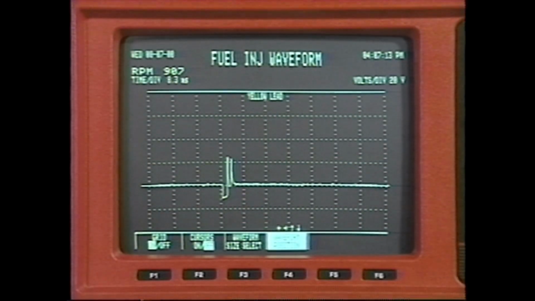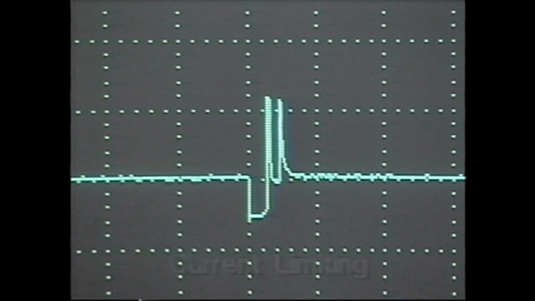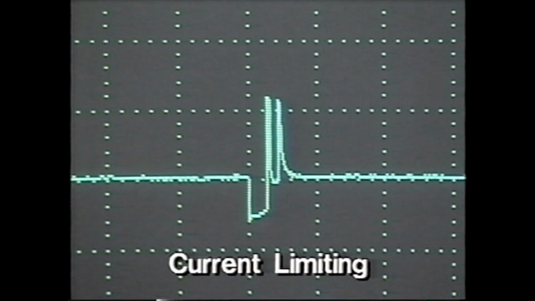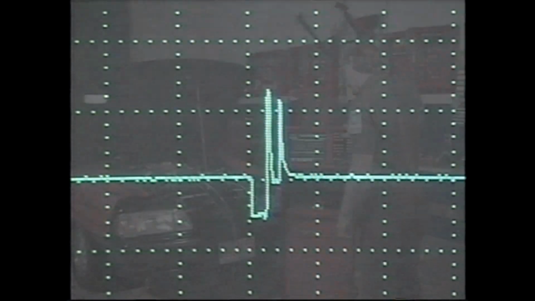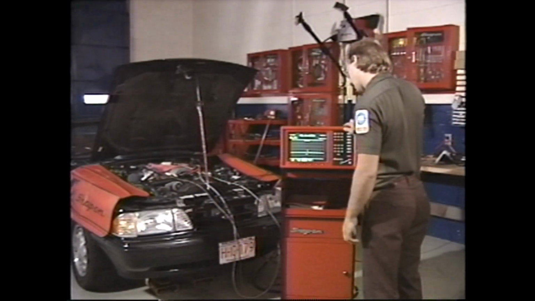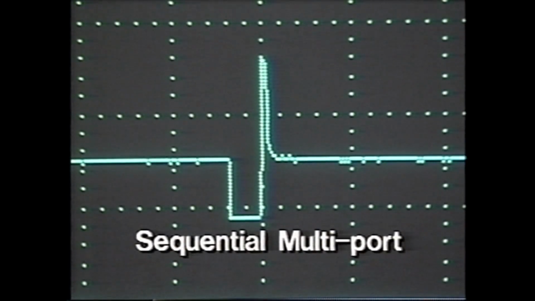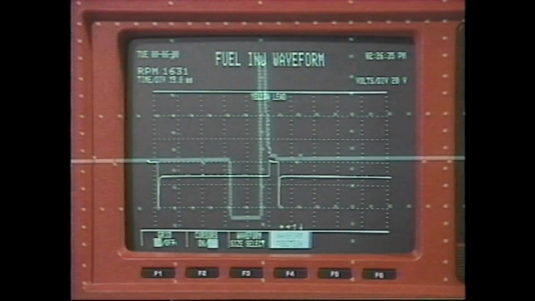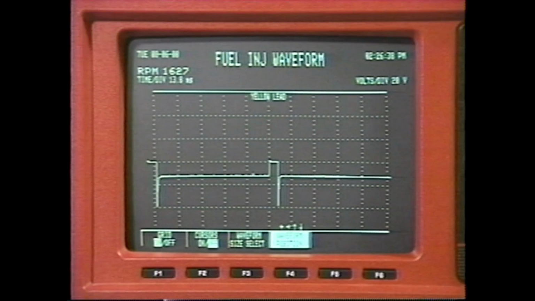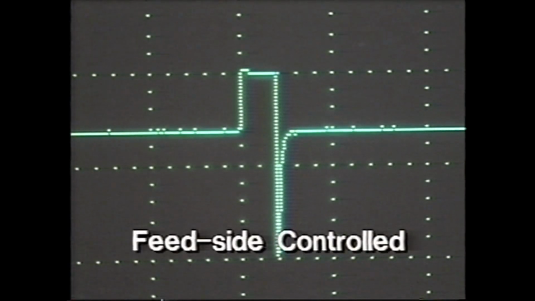Some injectors have current limiting. These waveforms display two spikes. The first occurs when the voltage is reduced, the second when it turns off. Keep in mind that waveforms for sequential multi-port injection systems will appear on the screen less often than when injection occurs at each cylinder firing. Fuel injector control located in series between battery and injector are feed side controlled. A waveform for a feed side control injector has the same features but is inverted.